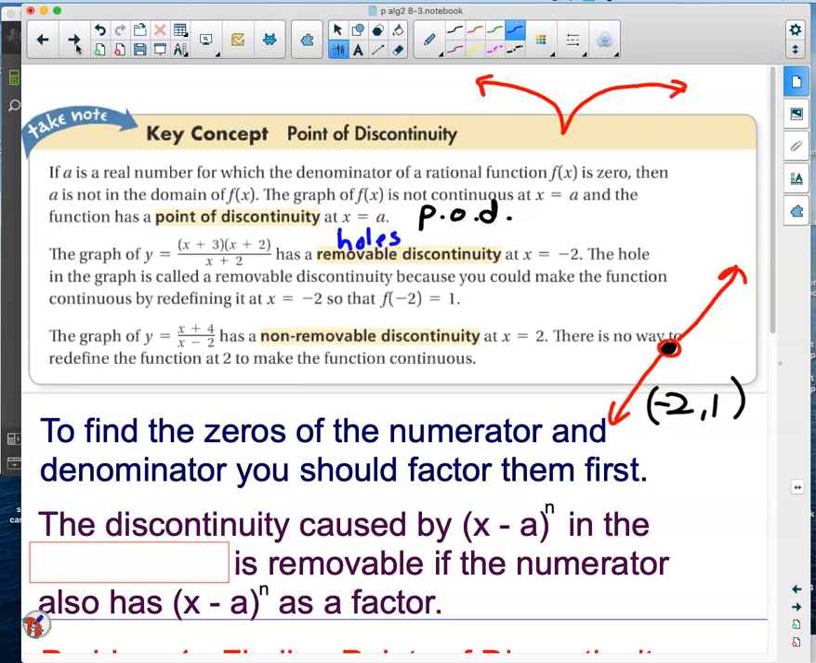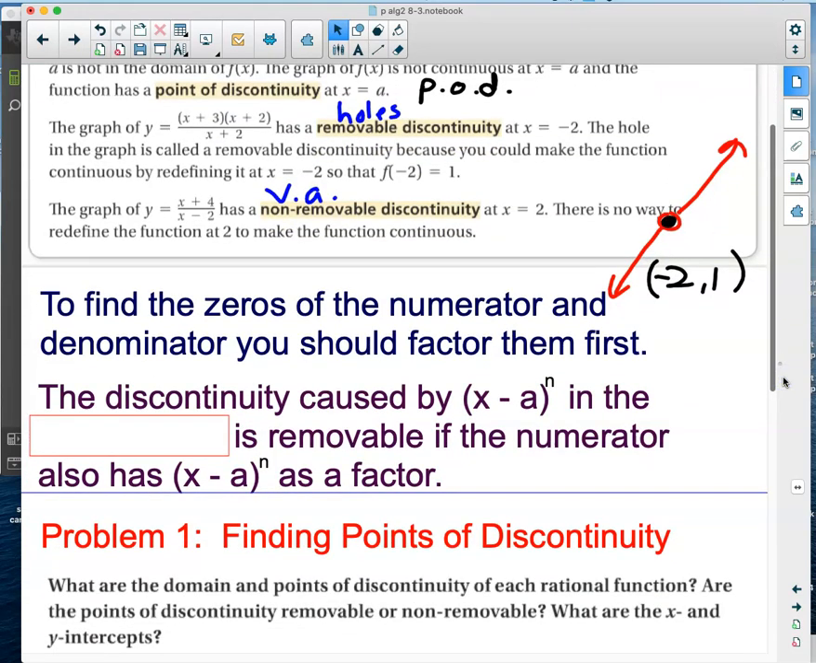Holes are removable discontinuities. Vertical asymptotes are non-removable discontinuities. There's an actual branch on one side, branch on the other side. Filling in the whole donut hole with custard is not going to help at all. So what do we do? Well, it was really easy to see that the holes were going to cancel because they were factored. So that's what we have to do.